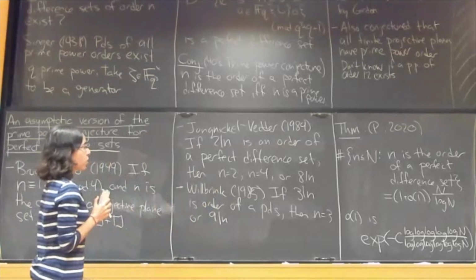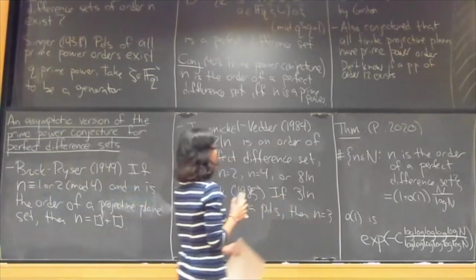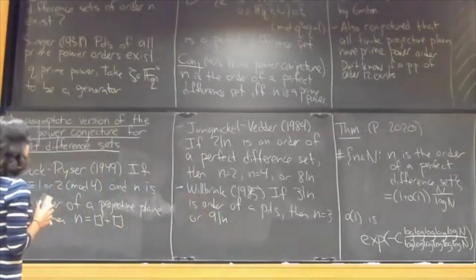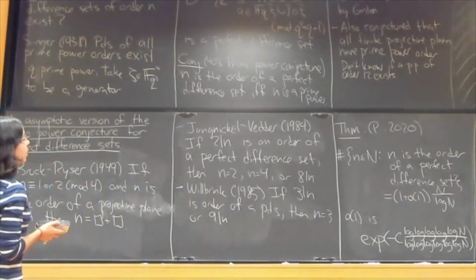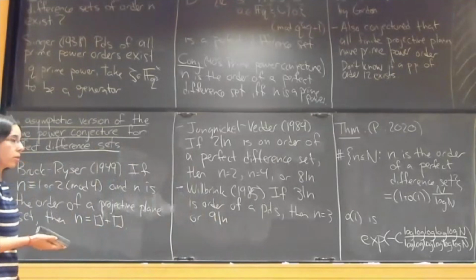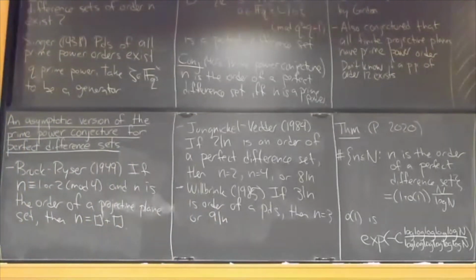So before I start talking about what goes into this proof, I want to come back to this question of whether these examples of Singer are the only ones for prime powers.